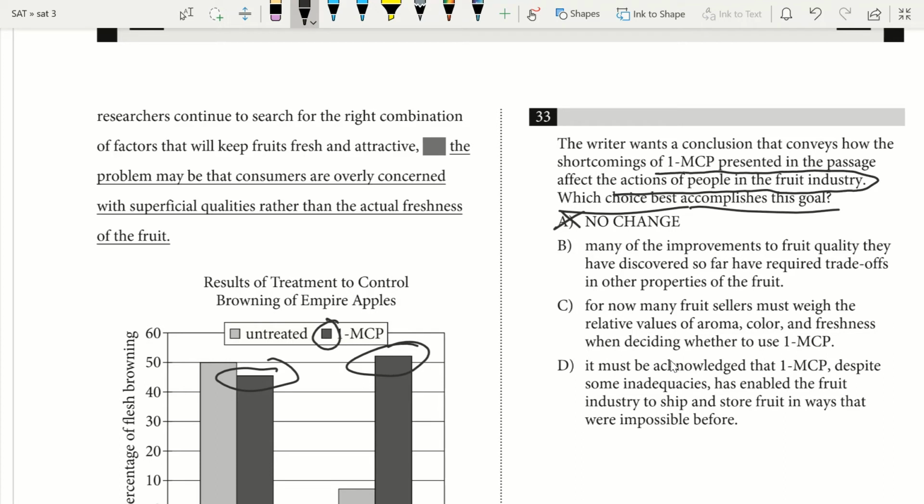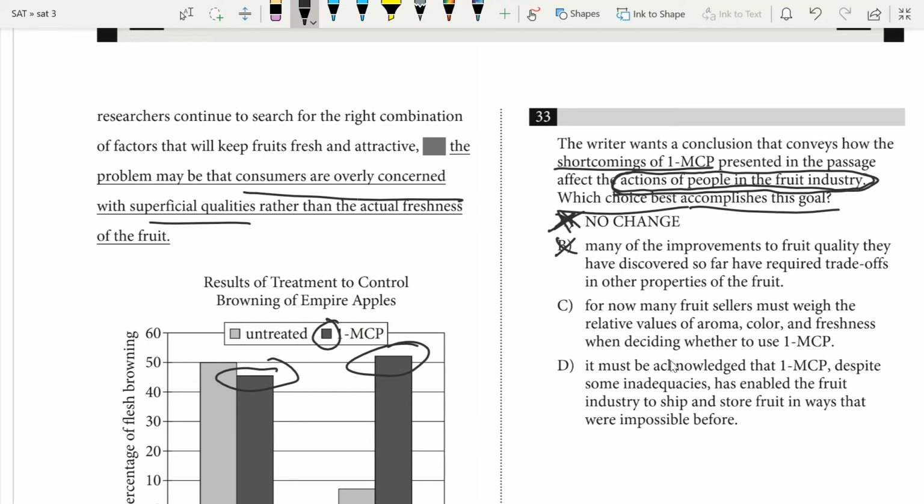So we're talking about fruit producers, right? People who are farming fruit and operating in the fruit industry. A is talking about consumers being overly concerned about qualities, but that's not what our main idea is in this conclusion. So if we look at answer choice B, we have many of the improvements to fruit quality they have discovered so far have required trade-offs in other properties of the fruit. Well, we want to be more talking about the actions of the people in the fruit industry in response to the shortcomings of 1-MCP. But that's not really talking about it, right?